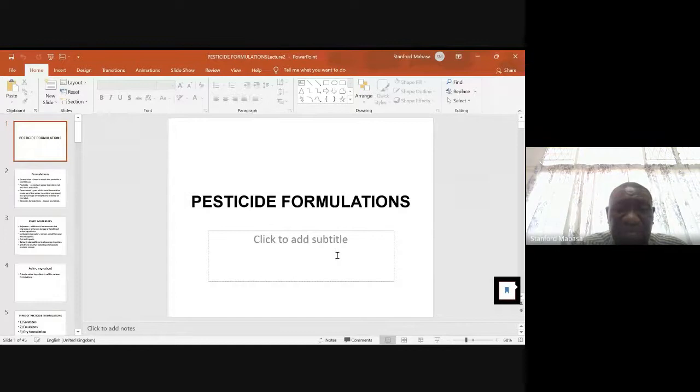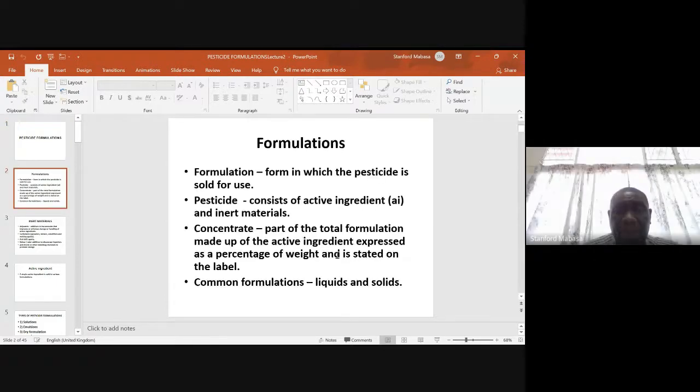So our topic is pesticide formulations. I'm sure you've purchased some pesticides from hardwares. They are either liquids or solids, depending on the pesticide. So what is formulation of a pesticide? It is the form in which the pesticide is sold for use.